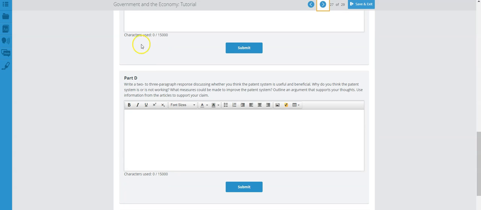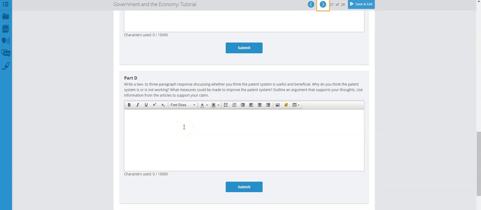And lastly, part D. Write a 2 to 3 paragraph response discussing whether you think the patent system is useful and beneficial. Why do you think the patent system is or is not working? What measures could be made to improve the patent system? Outline an argument that supports your thoughts. Use information from the articles to support your claim. Please make sure that you have, and I would highly encourage you, at least 3 paragraphs. You have an introduction, a body paragraph, and a conclusion that answers these questions here.